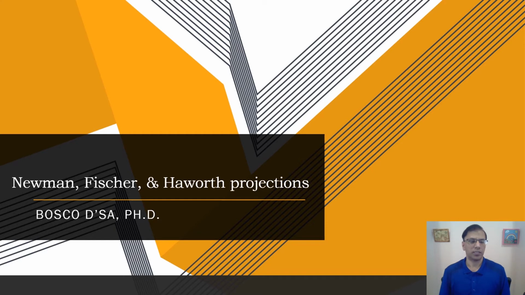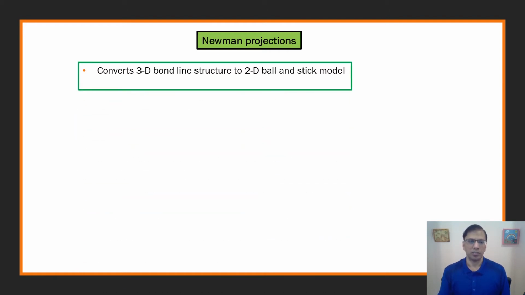Today I'll cover the topics on how to draw the Newman, Fischer, and Haworth projections starting from the bond line structure of organic molecules. So let's start with the Newman projection. So what does a Newman projection do?